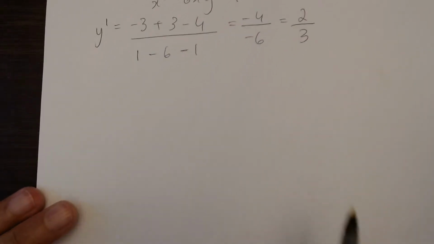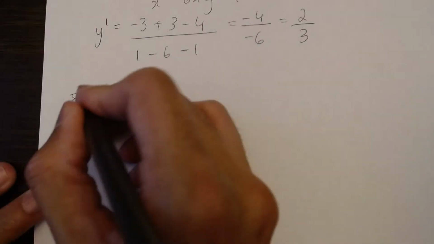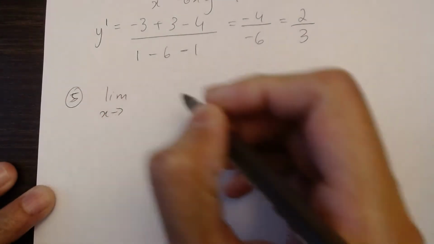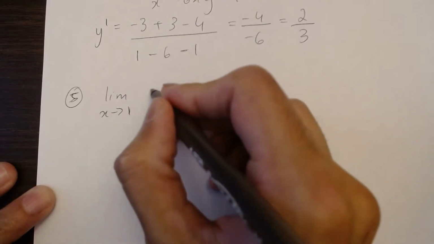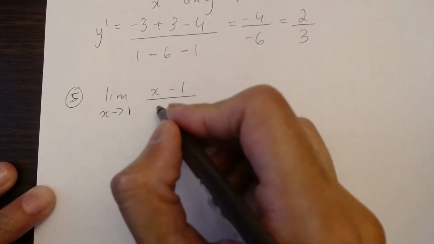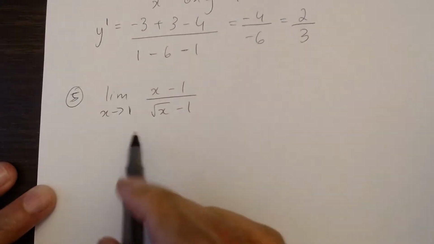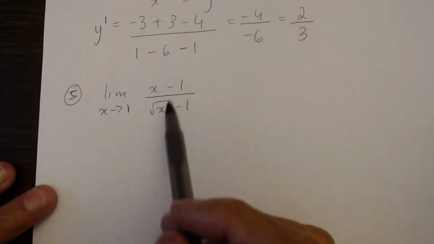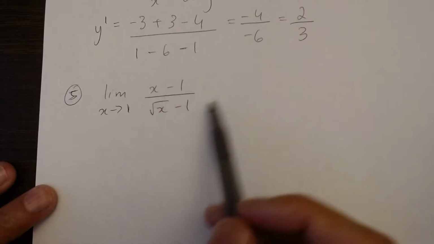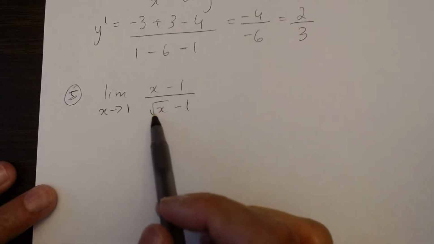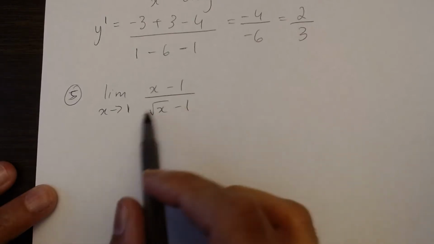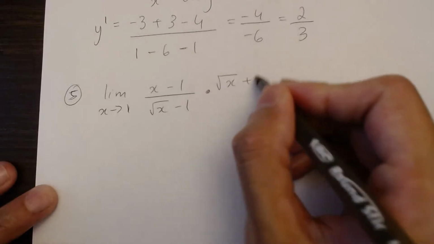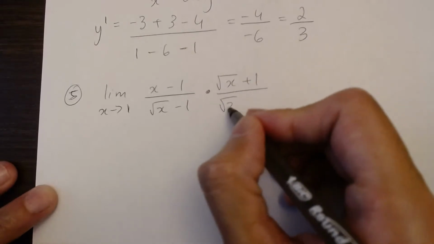Okay, question number 5 is a limit question. There are lots of different types of limit questions, but in this one, we have square root x minus 1 over root x minus 1. If I sub in 1 into this equation, I get 0 over 0, which is indeterminate form. So I have to rationalize the denominator in this case because that's what my square root is. I'm going to multiply the top and bottom by the same thing here, but I'm going to change the sign. So times root x plus 1 over root x plus 1.